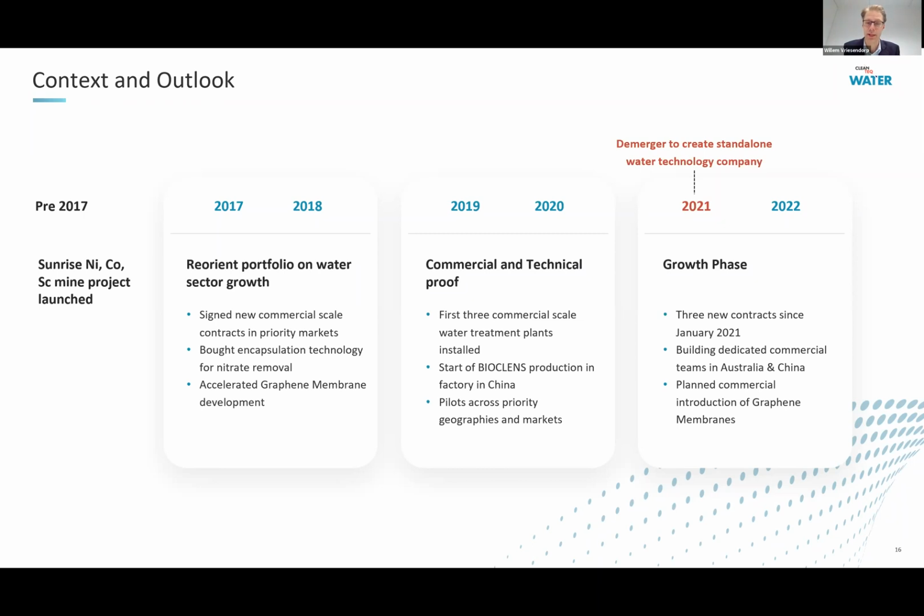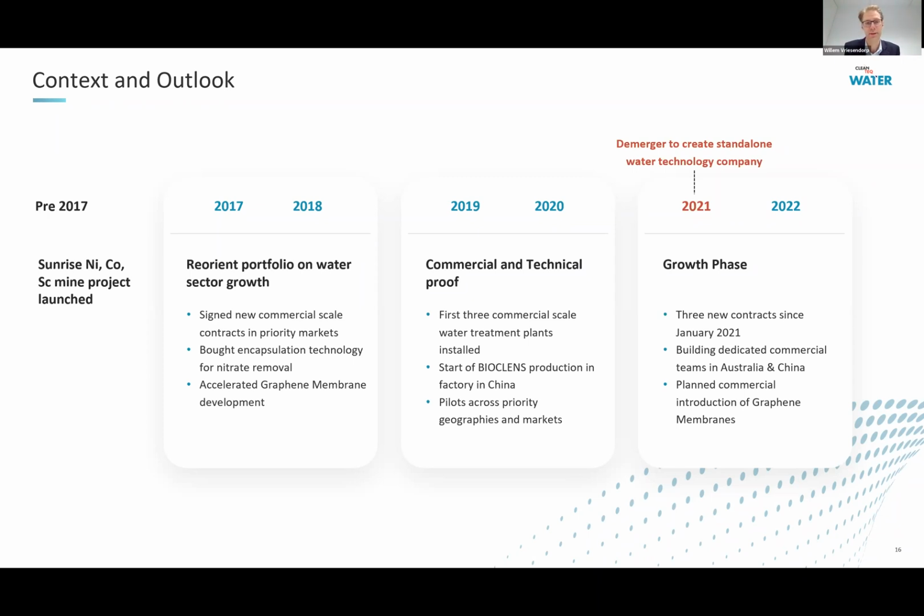And on the back of that, we then signed our first commercial sized contracts to build those plants. And that's what we've been doing mostly over the last 5 years, building these plants, making sure they work, making sure customers are satisfied. And it's only on the back of that that we started to build our commercial team, so a proper dedicated commercial team. So we've had that in place now for almost 2 years in Australia. We're only just building that in China. And this is now going to provide the basis on which we're looking forward to the next few years and looking forward to our phase of growth.